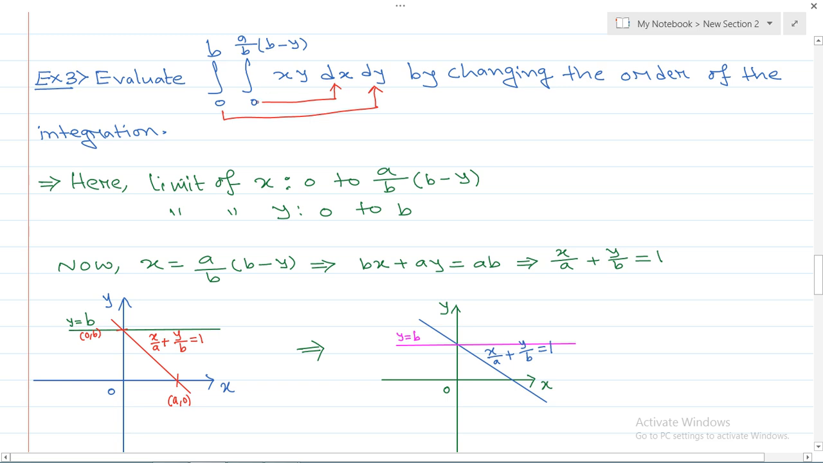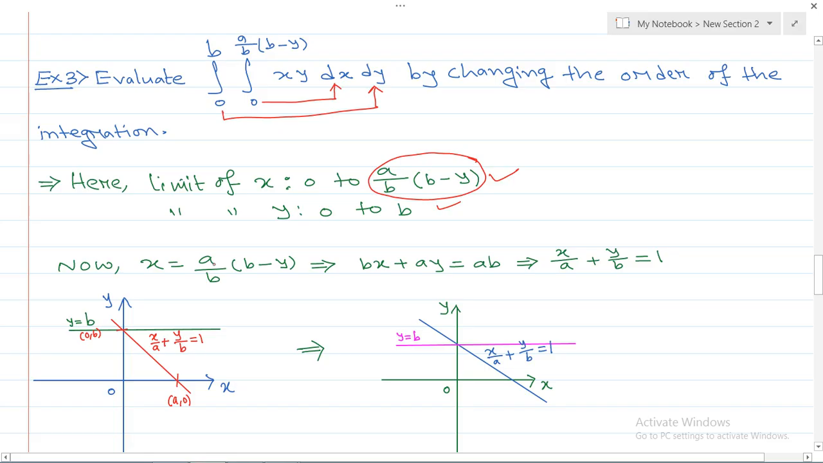Okay, so here x basically is having the variable limit and y is having the constant limit. So let us write down this concept first. x is varying from 0 to a upon b, b minus y, and y is varying from 0 to b itself. Now many students get confused for this part, so I have done it separately to make you understand.